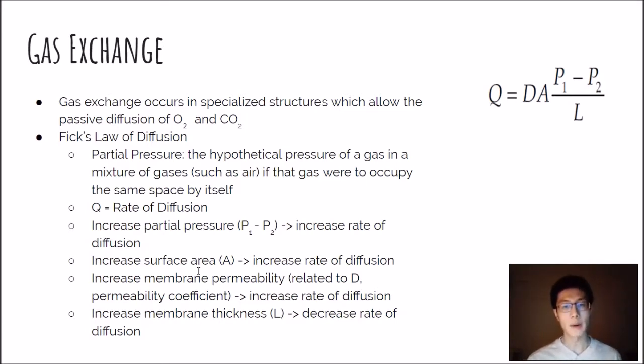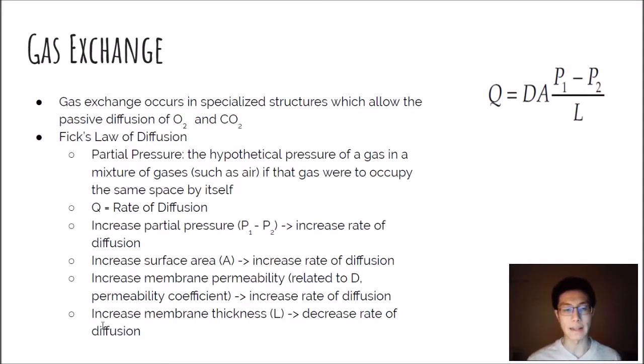In addition, we have the ability to potentially increase membrane permeability. This is related to the D value, which is the permeability coefficient. If you increase the membrane permeability, you increase the rate of diffusion. That should be pretty straightforward.